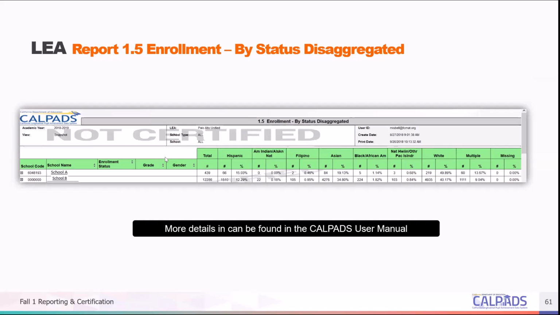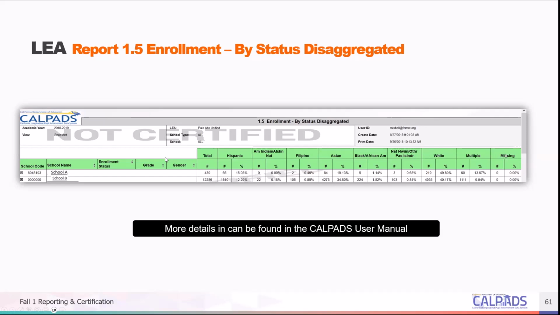So here we have report 1.5. Again, this reflects the information that's on 1.1. It's a breakdown of your primary enrollments by race and ethnicity. And so you can see it has Hispanic first. That's the only ethnicity collected in CalPADS. You're Hispanic or you're not. And then you have the individual race codes.